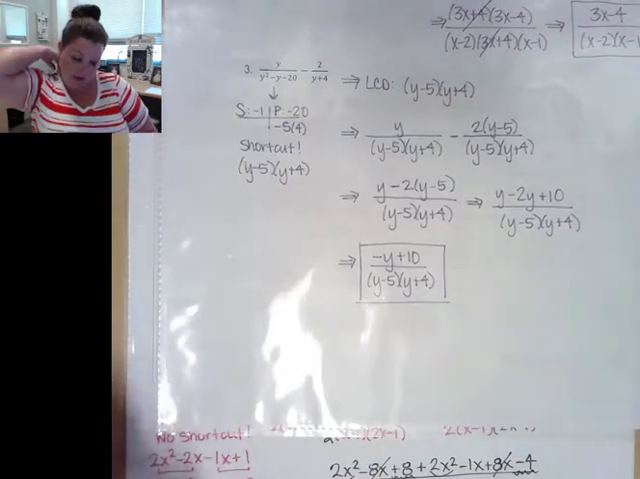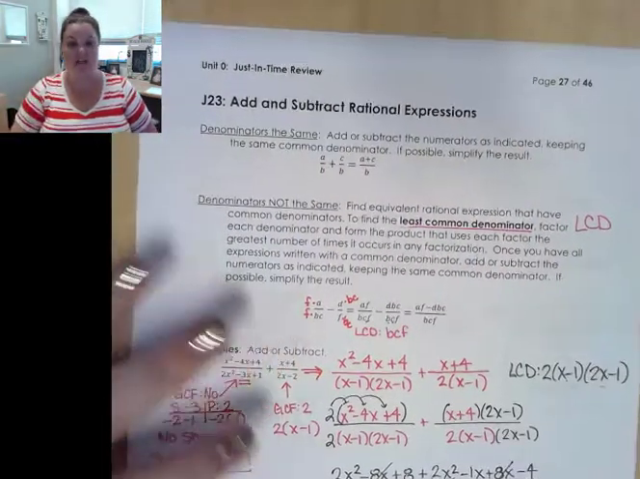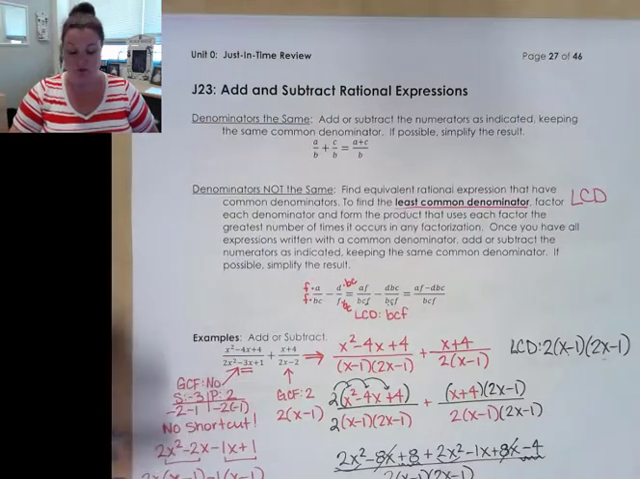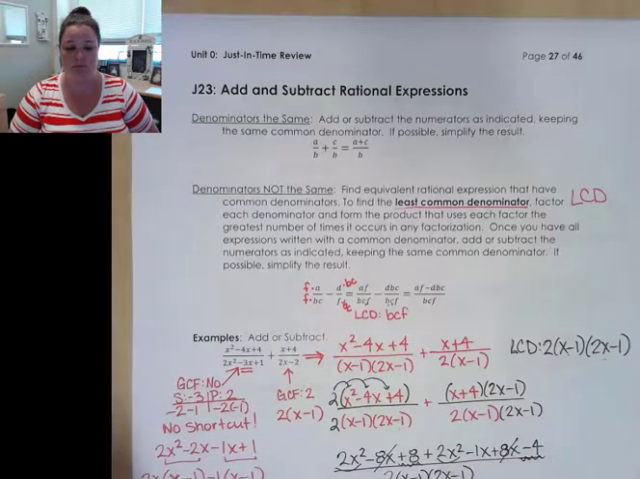Okay. All right. So that is the end of J23, which is adding and subtracting rational expressions. So you should now be able to complete that one in your My Math Lab assignments. If you have any questions, please let me know.